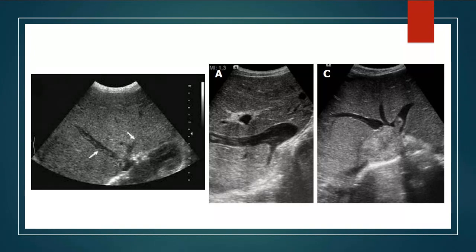So here on the left side, we have our IVC here, right? And then we have our hepatic veins with our little arrows pointing to them. Now, if we look at this hepatic vein, it's not nice and anechoic, right? It's kind of hard to see.